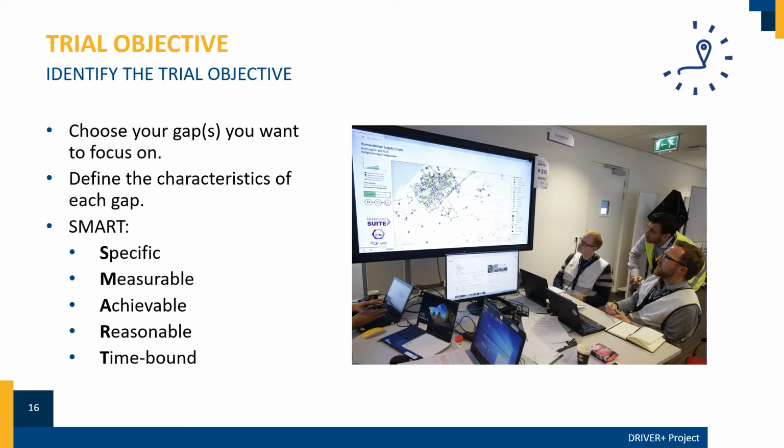As heard before, this formulation should be SMART. You need to be specific about what you want to address. Your desired improvement has to be measurable. It has to be achievable to actually address the gap in your trial. Be reasonable about the desired improvement and the required resources for the trial. Last but not least, you need to define how much time you are able and willing to spend in order to prepare, execute, and evaluate the trial.